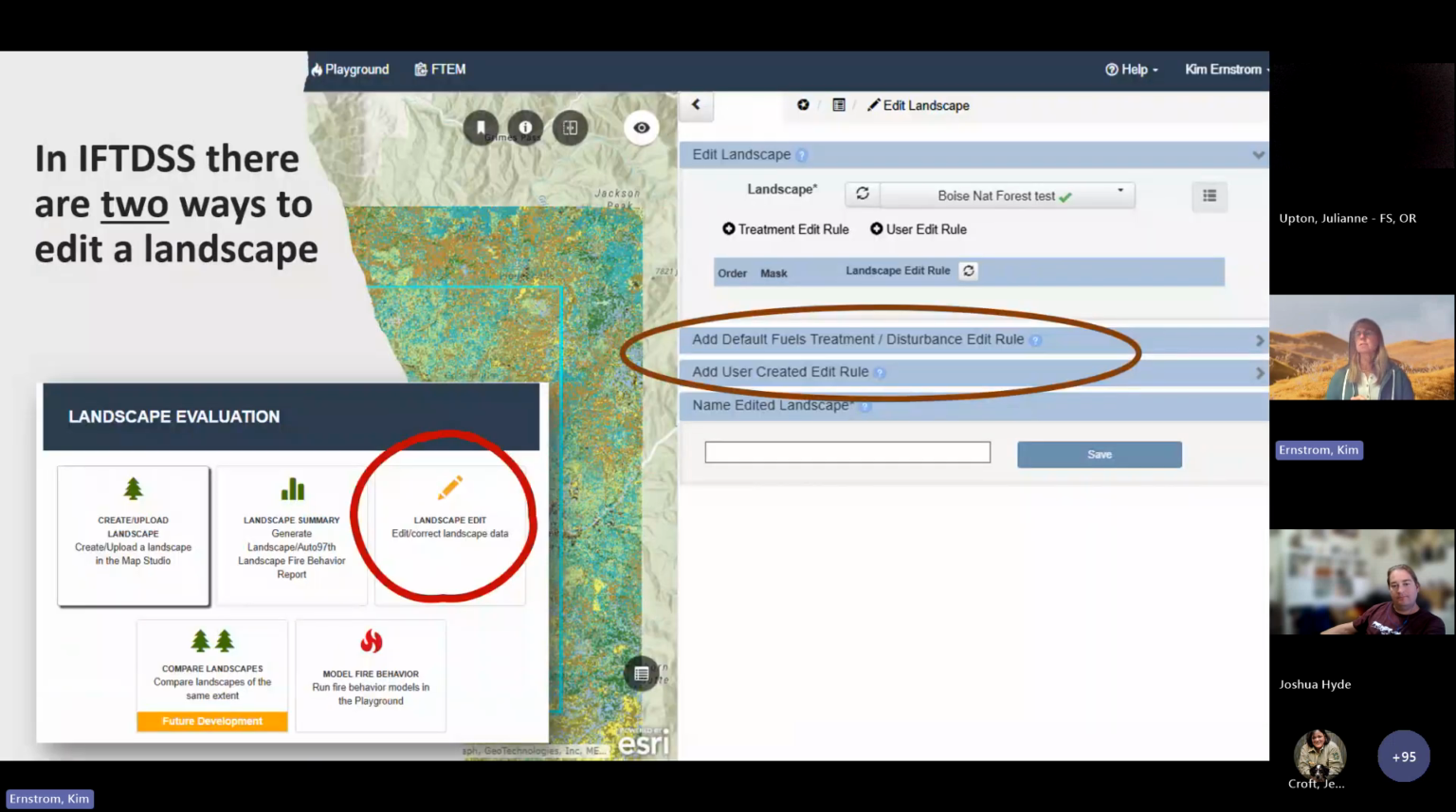So in IFTDSS, there are two ways that you can edit a landscape. We have a set of what we call default treatment rules, and I'm going to describe these in further detail here in a minute. And we have user created rules. So when you go into IFTDSS, you click the landscape edit app or piece of the functionality, and then you can go and pick and choose which way you want to edit your landscape.